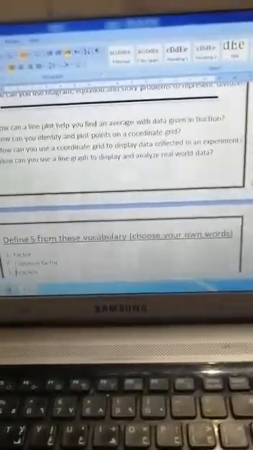Question number 4. How can you use a line graph to display and analyze real world data? You can create a problem here, a story problem, and collect data from this problem and organize your data to show this data on a line graph, okay? Line graph.